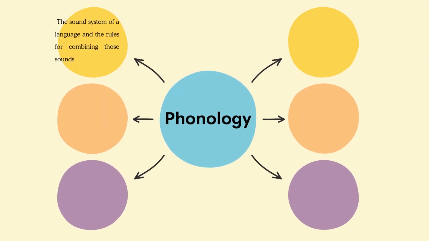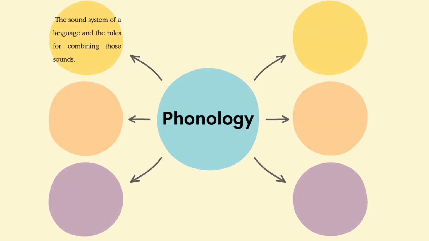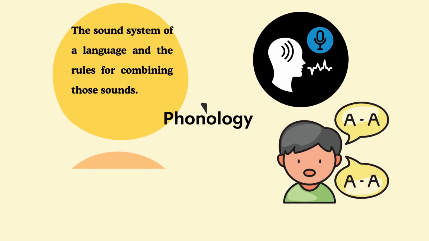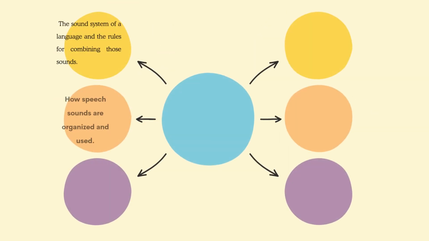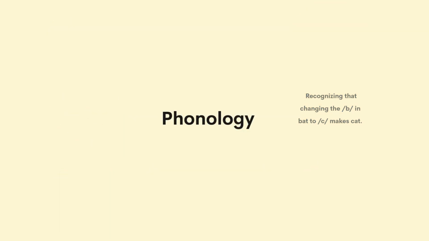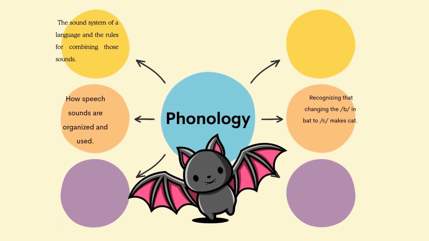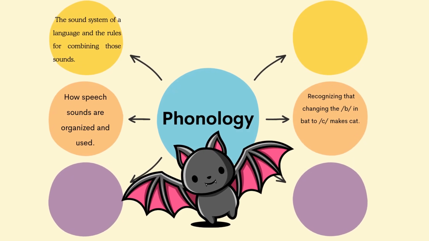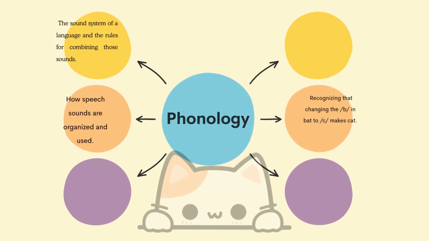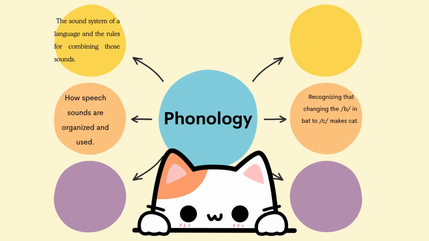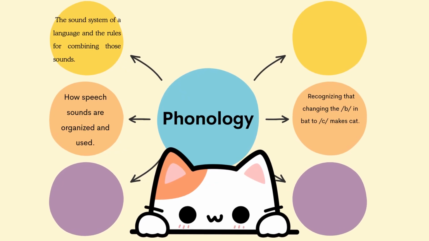Phonology is the sound system of language and the rules for combining those sounds. So it basically just talks about how speech sounds are organized and used. An example for a child who probably could be in pre-K up to first grade would be recognizing that changing the b in bat to k makes cat. And by doing this, they're practicing onsets and rhyme.